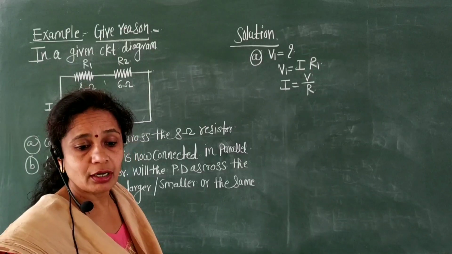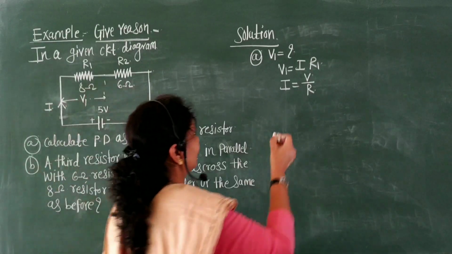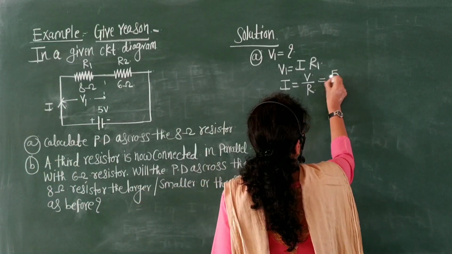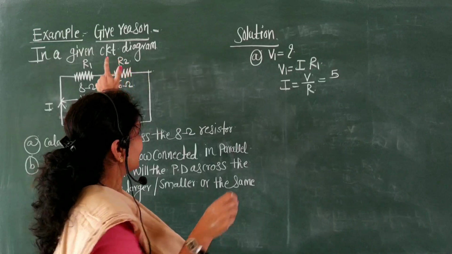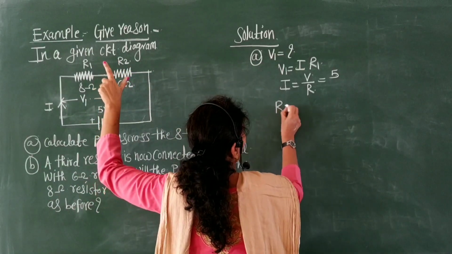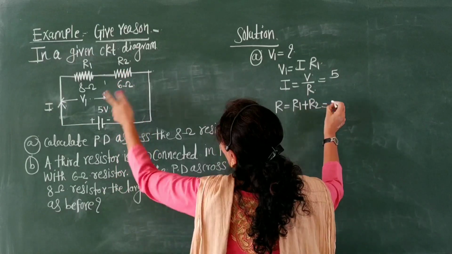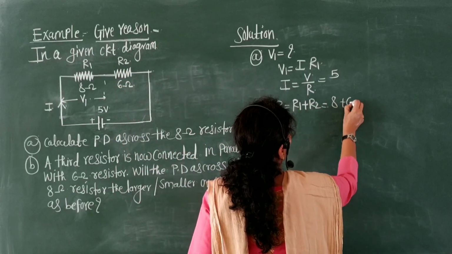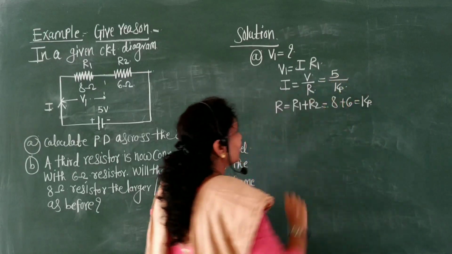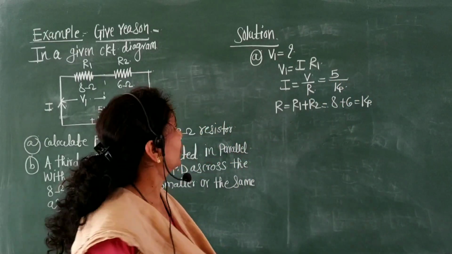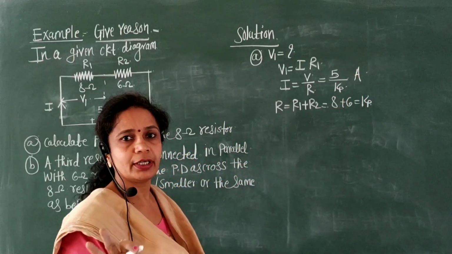What is the value of V? V is given here as 5. What is R? R means equivalent resistance. Equivalent resistance here is R equal to R1 plus R2, which is equal to 8 plus 6. 8 plus 6 is 14. Therefore, we get 5 upon 14, which is in ampere. 5 upon 14 ampere.